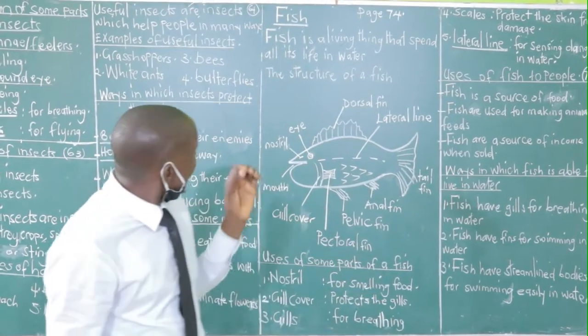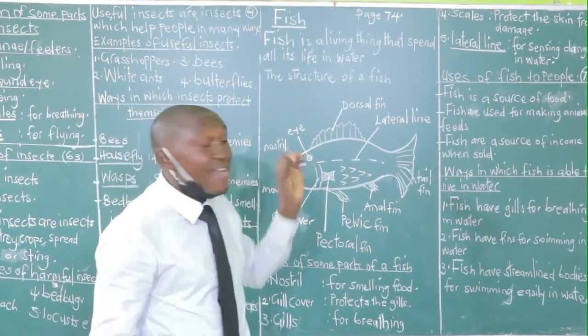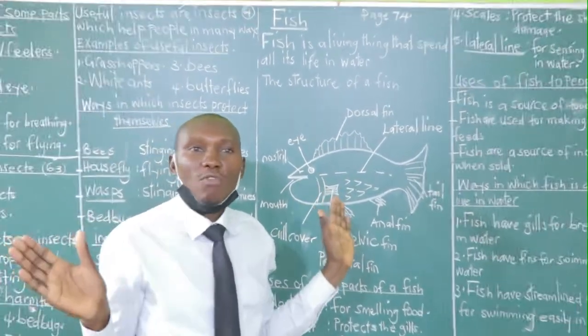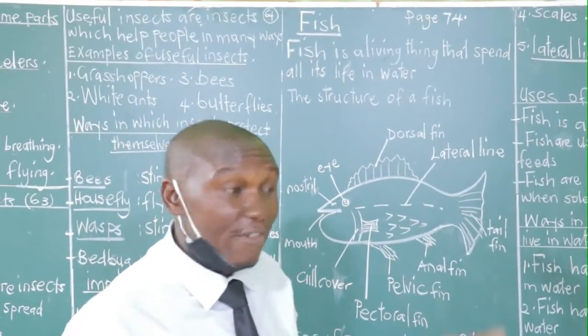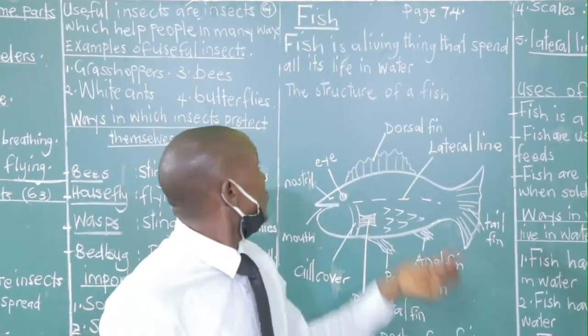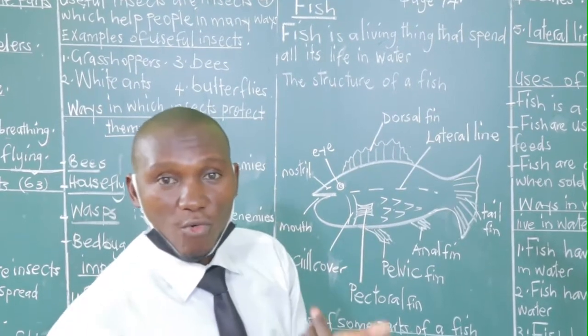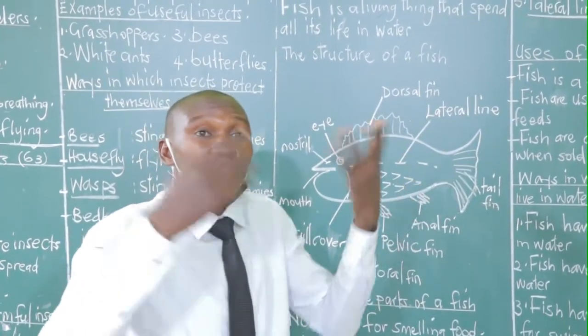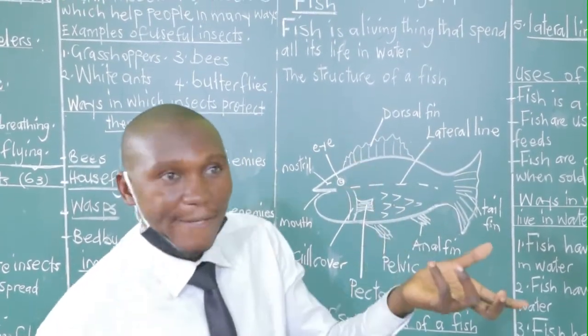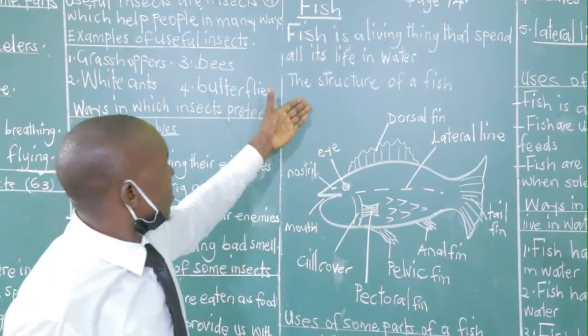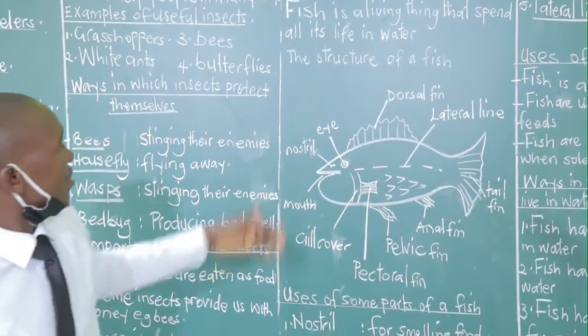that spends its life in water. The fish will never get out of water. And when you pick it out of water, the fish will die, because it breathes in dissolved oxygen in water. When you take it out, it will not have the dissolved oxygen, and it will die. This is the structure of a fish.